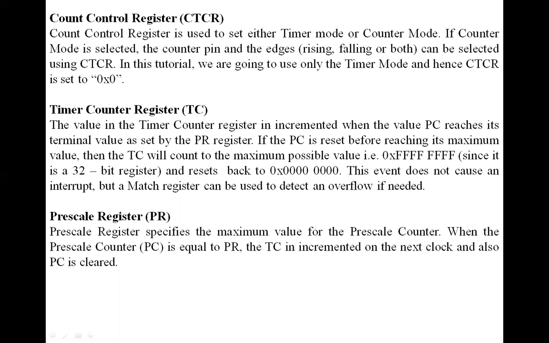Similarly, the next register is the timer counter register, TC. Shortly we will call it TC. The value in the timer counter register is incremented when the value of PC reaches its terminal value as set by the PR register. If the PC is reset before reaching its maximum value, then the TC will count up to the maximum possible value, that is 0xFFFFFFFF.